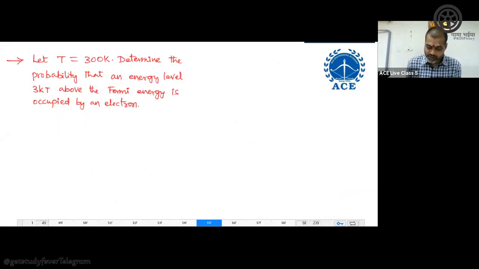Now let us go for the next problem. Let me read the question. Let T is equal to 300 Kelvin. We are considering room temperature.